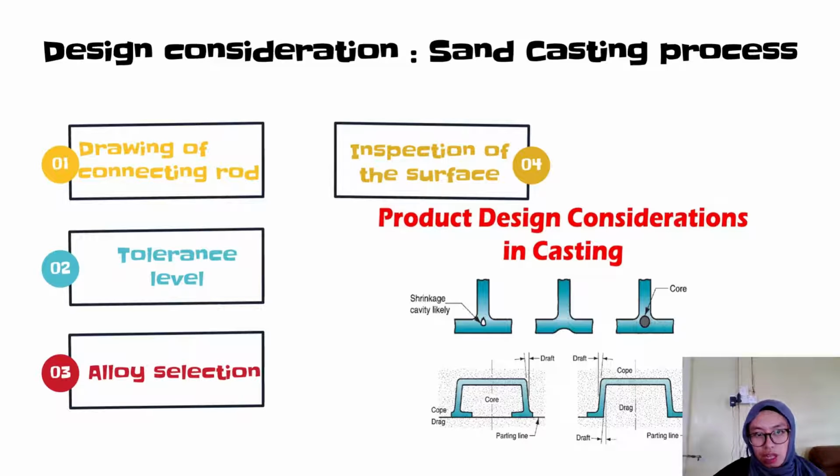Third, alloy selection. For our product we choose aluminum alloy for our connecting rods. This consideration should cover the strength of the material, durability, toughness, and corrosion resistance of our material when we finish producing the product. Lastly is inspection of the surface. This makes sure our product does not have more defects or errors on it.